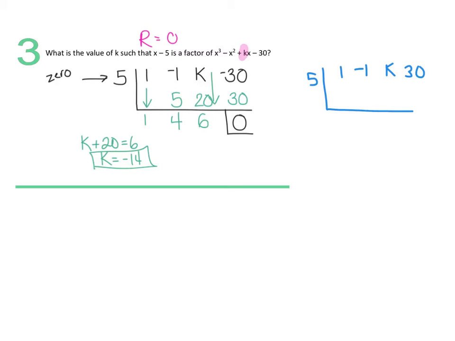For those of you who prefer more algebraic reasoning, I've set it up a second time to just kind of show you how else you can think this through. So you could, if you just say you do your synthetic, you'd get 5.